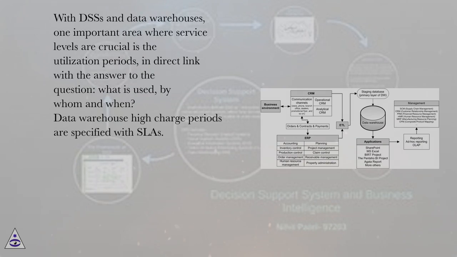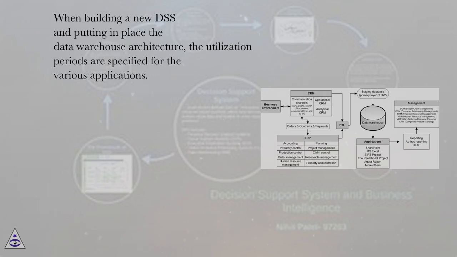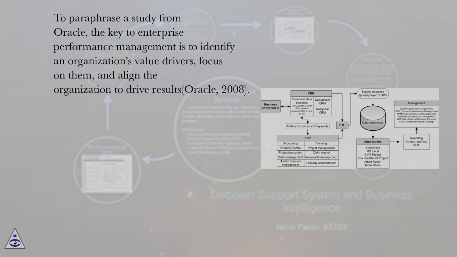With DSSs and data warehouses, one important area where service levels are crucial is the utilization periods, in direct link with the answer to the question, what is used, by whom and when. Data warehouse high charge periods are specified with SLAs. When building a new DSS and putting in place the data warehouse architecture, the utilization periods are specified for the various applications. To paraphrase a study from Oracle, the key to enterprise performance management is to identify an organization's value drivers, focus on them, and align the organization to drive results. Oracle, 2008.